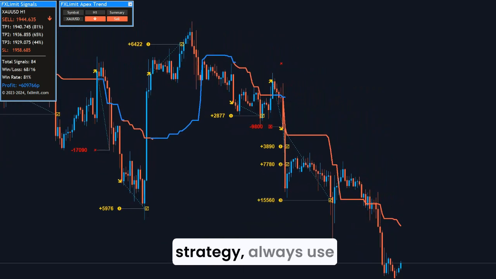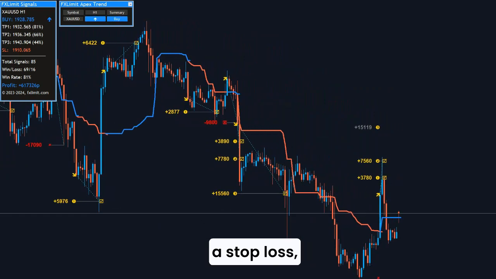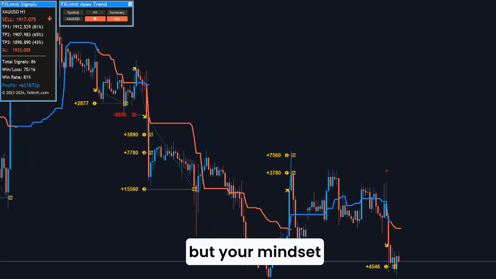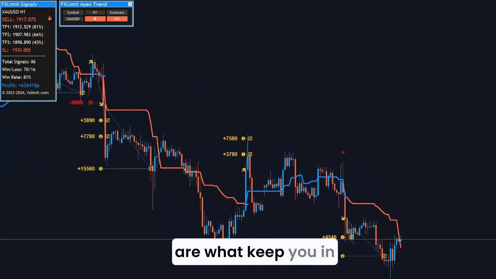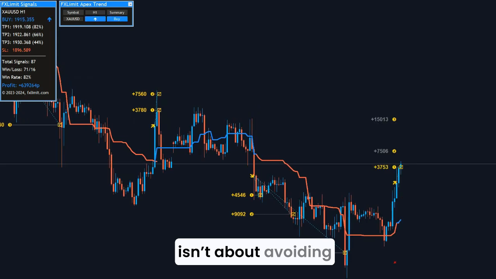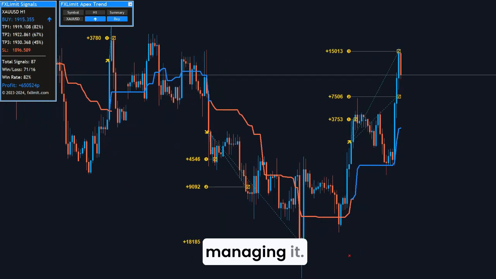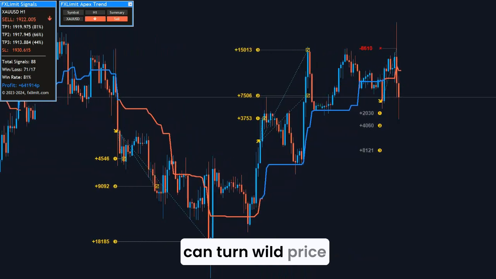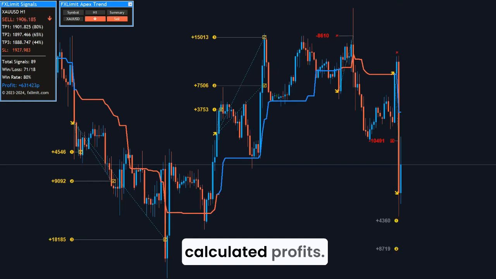If you're trading volatile pairs, discipline is your best friend. Stick to your strategy, always use a stop loss, and never risk more than you're comfortable losing. Tools can help, but your mindset and consistency are what keep you in the game long-term. Trading high-volatility pairs isn't about avoiding risk, it's about managing it. And with the right technical strategies and tools, you can turn wild price swings into calculated profits.